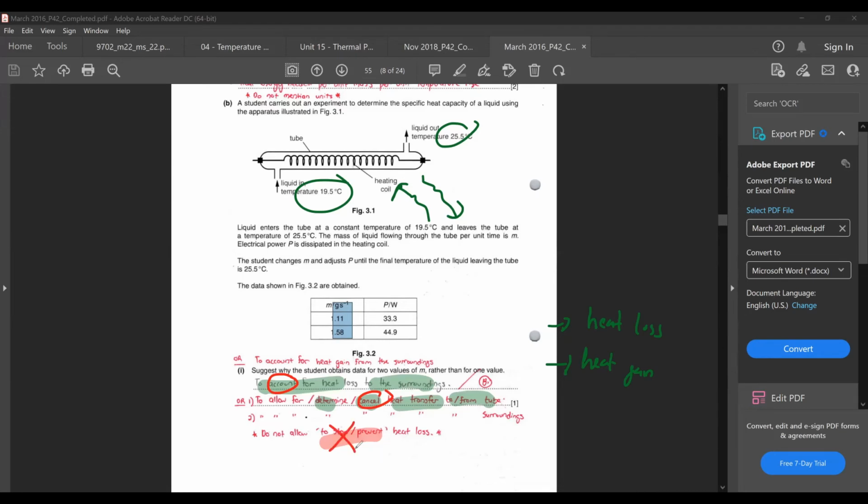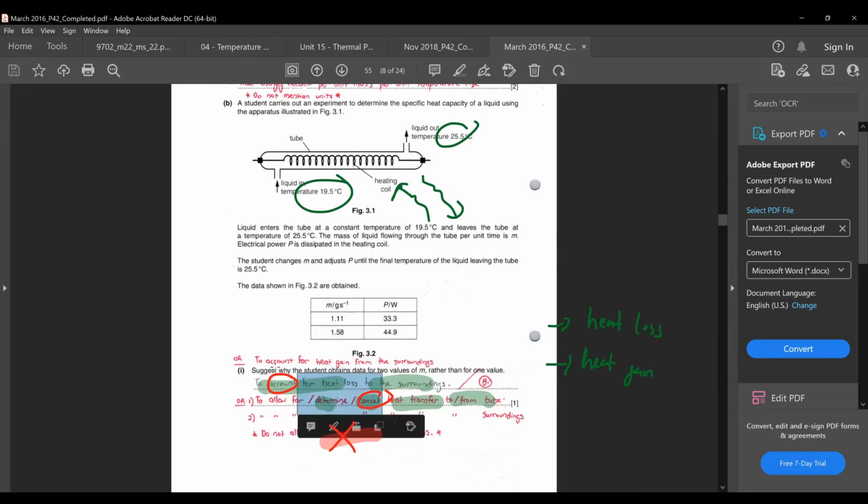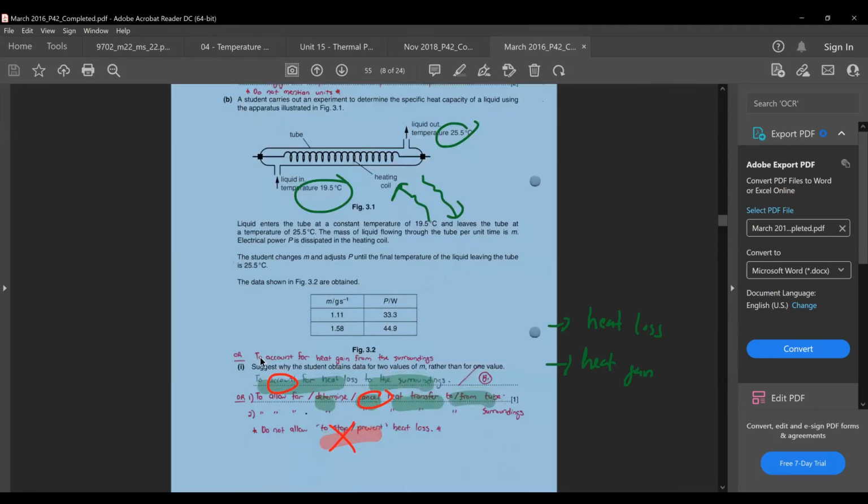Do not ever say is to stop or prevent heat loss. This is different. It is implying that there's no heat loss occurring whatsoever, which is not true. It is occurring. Just that you have found a way to take it into account and to cancel it. Okay, right, so that one is out of the way.